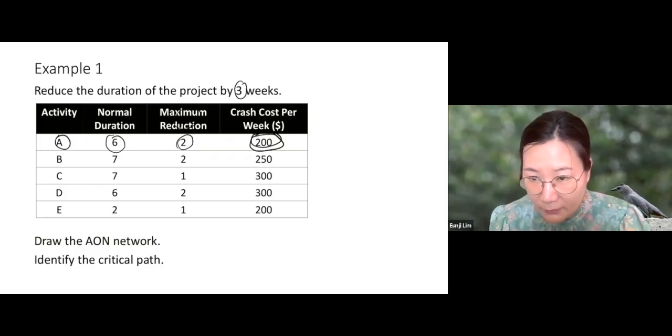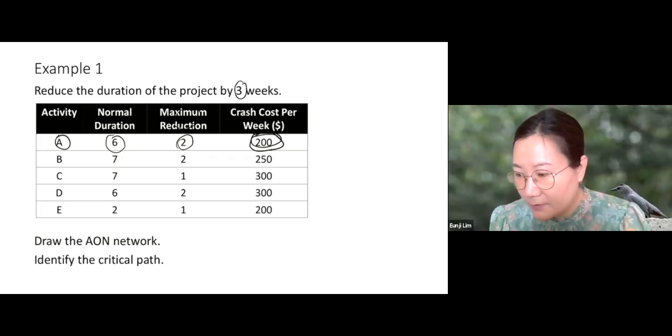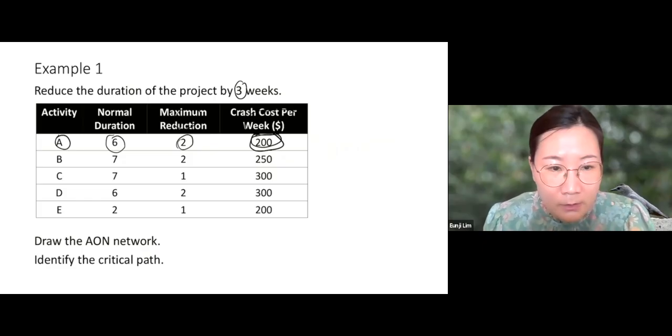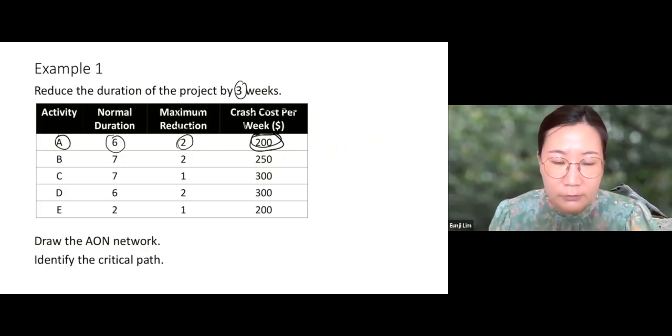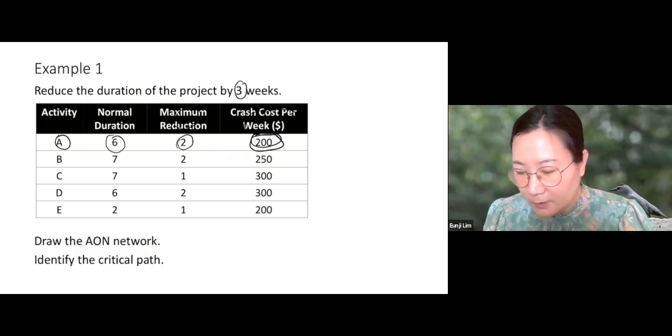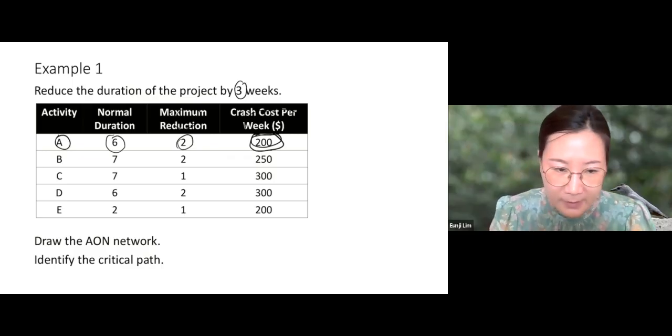What happens if you want to reduce the length of activity A by 2 weeks? Remember, this is the cost per week. So if you want to reduce the length by 2 weeks, it's going to cost us 2 times 200, 400. So using this information, what should we do to crash this project by 3 weeks? First of all, we're going to draw the activity on node network and then identify the critical path.